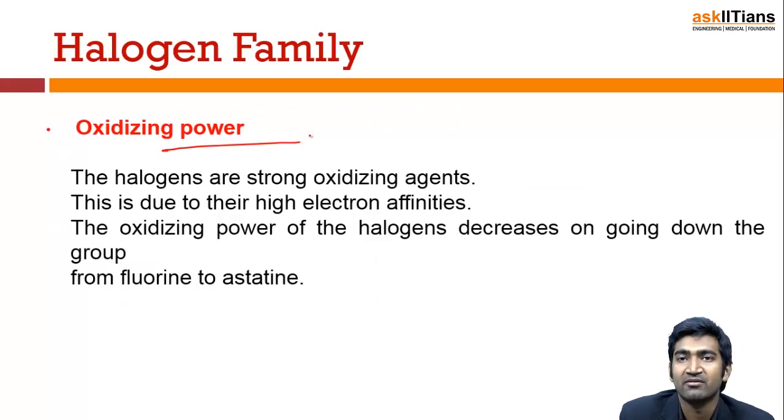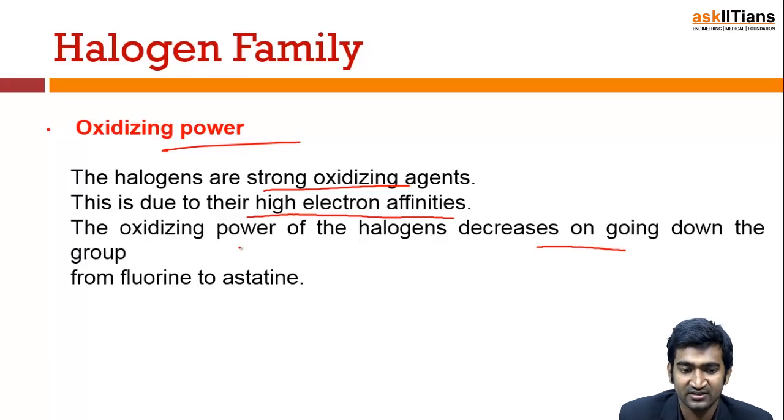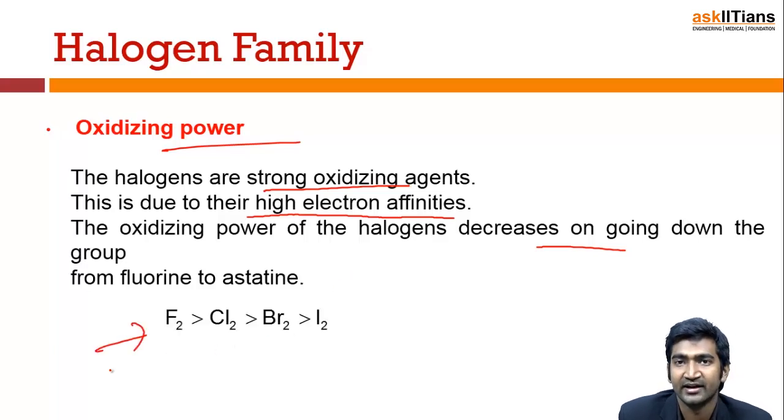Next is oxidizing power. They are very strong oxidizing agents, because they have high electron affinity. They will accept the electron and make the other one get oxidized very quickly. So the oxidizing power decreases again down the group, because fluorine is the strongest oxidizing agent. So the order will be this, in decreasing order.